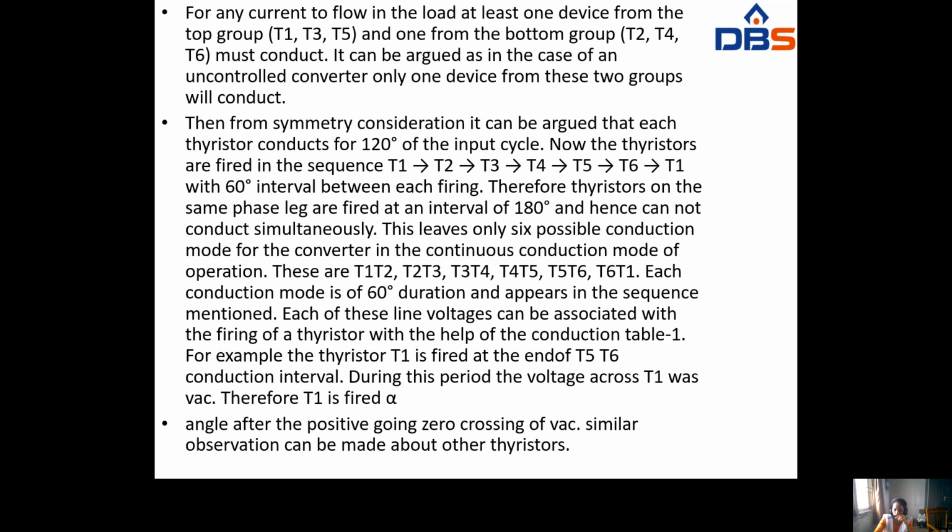So each of these line voltages can be associated with a firing thyristor with the help of the conduction table. For example, thyristor T1 is fired at the end of the T5 to T6 conduction interval. During this period the voltage across T1 was positive, and therefore T1 is fired at angle alpha after the positive going zero crossing of VAC. Similar observations can be made about the other thyristors.